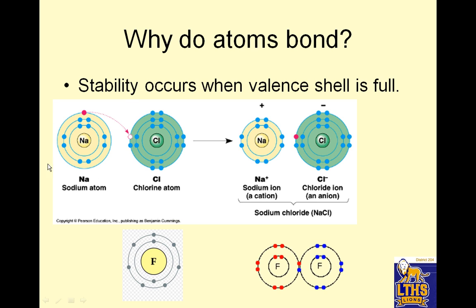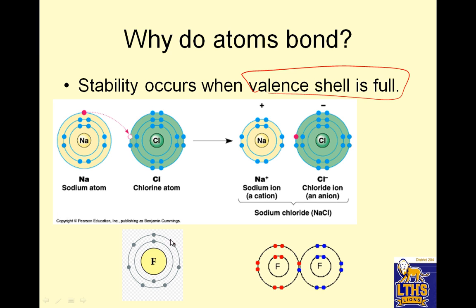So sodium has one outer electron. Chlorine has 7 outer electrons. Why would they bond? Well, if sodium gives up one outer electron, then its inner shell is full, stable. If chlorine takes one outer electron, then its outer shell is full, stable. So why do atoms form bonds? To have full valence shells. This is the kind of bond we're talking about next unit.